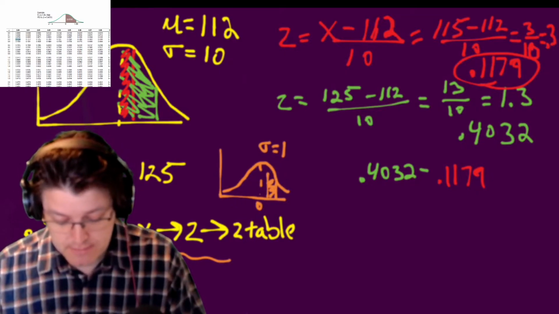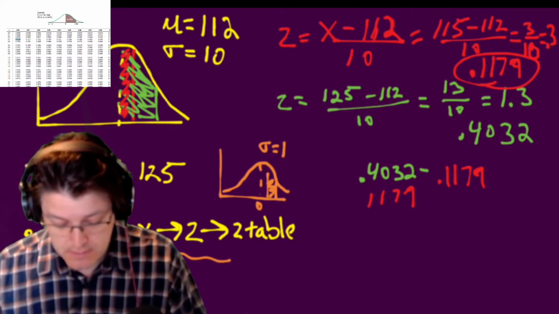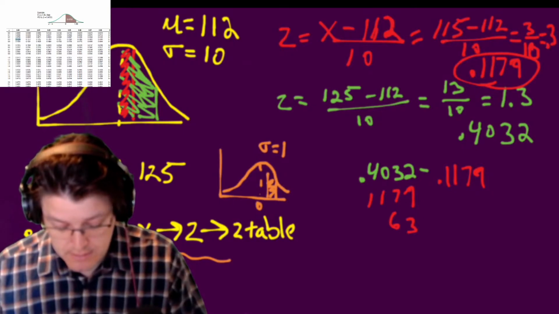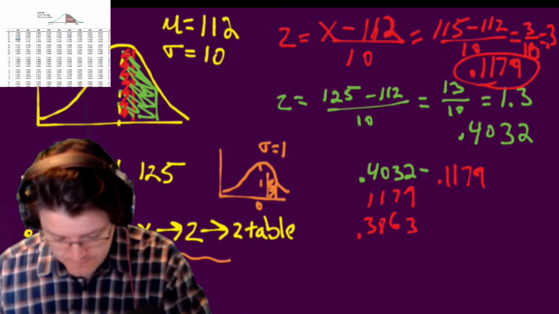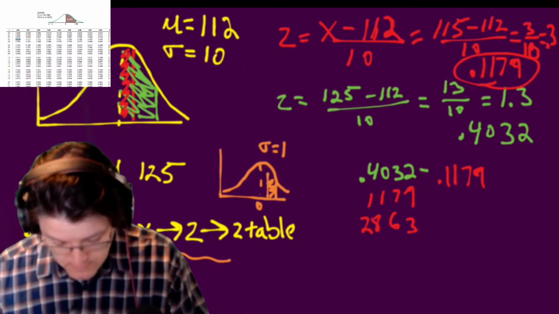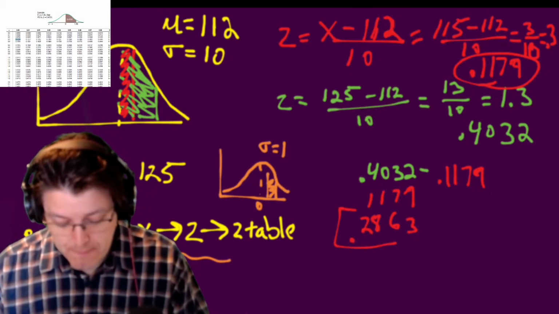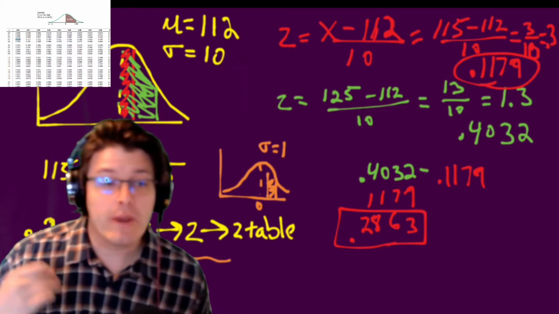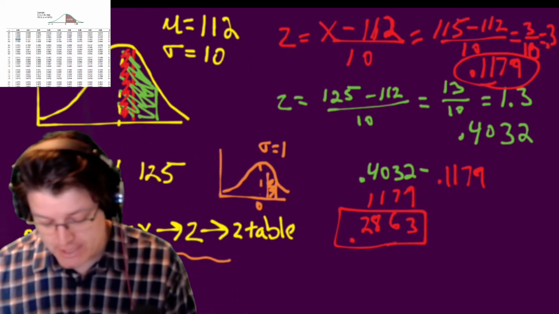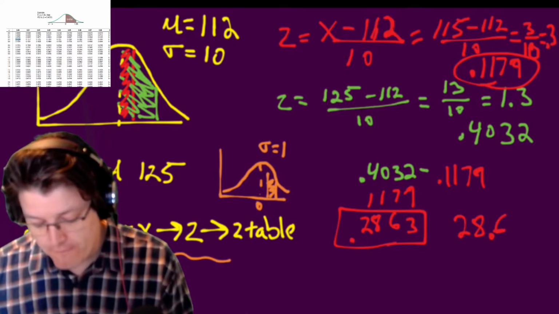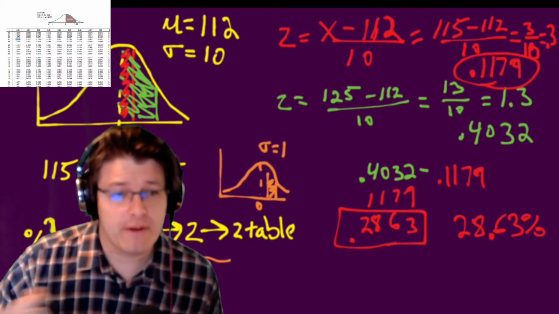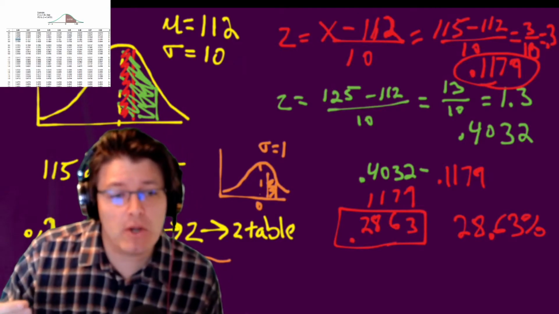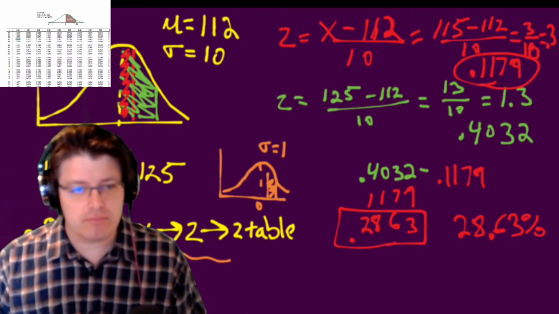38? No, 28. Check my math real quick. 3, that's 6, 39. Something like 28. Okay, you can verify if my math is right or wrong, but if I've done that correctly, we now know that 28.63% fall between 115 and 125.